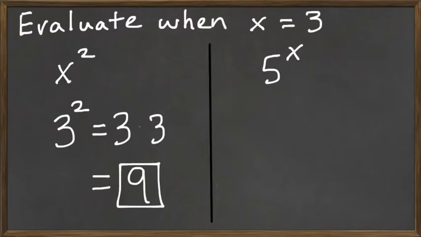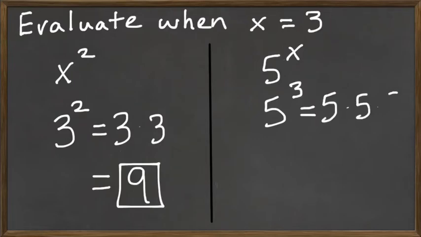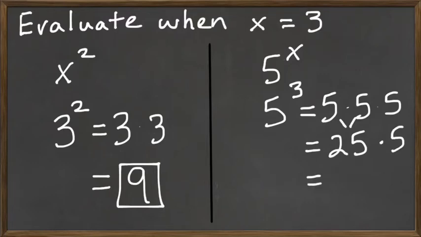Let's look at the other one there. 5 to the x. We're going to replace the x with 3. And here I have to multiply the 5 times itself 3 times. And we get 5 times 5 will be 25. Those two right there. And then we still have another 5. And 25 times 5, like if we have 5 quarters, we get $1.25 or 125.